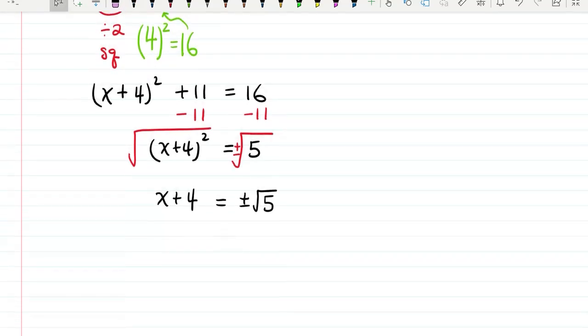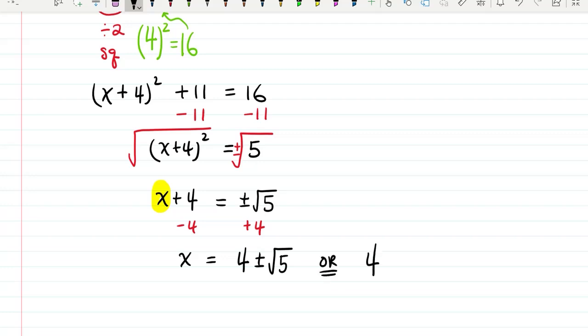The whole point of doing this step is to get the x value. So we need to get rid of this plus 4 by subtracting 4 from each side. So we have x is equal to 4 plus minus square root of 5. So this plus minus means there are two different answers, two different solutions. So you can either write it as 4 plus root 5 and 4 minus root 5.